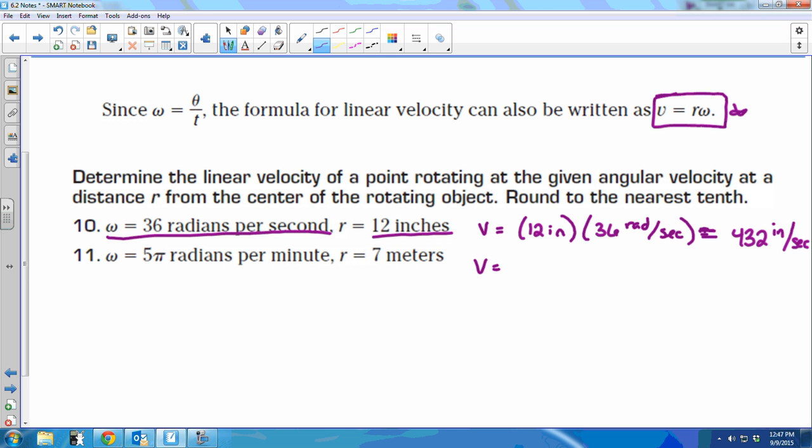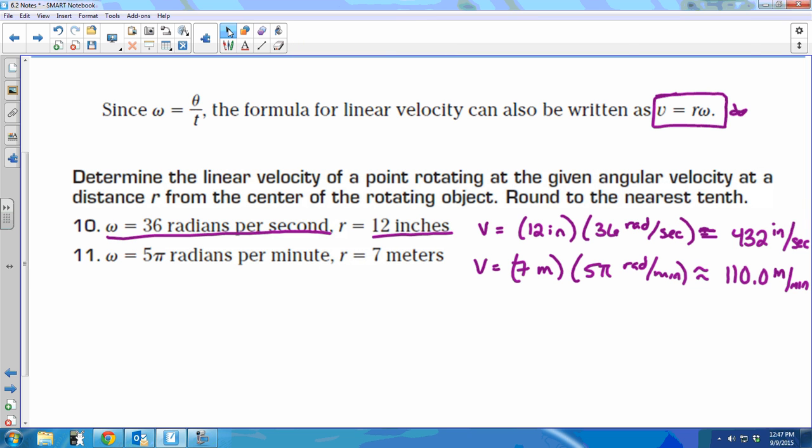On the second one, we have 7 meters times 5 pi radians per minute, and you get 109.96, so 110 meters per minute. Questions about that? Is that it?